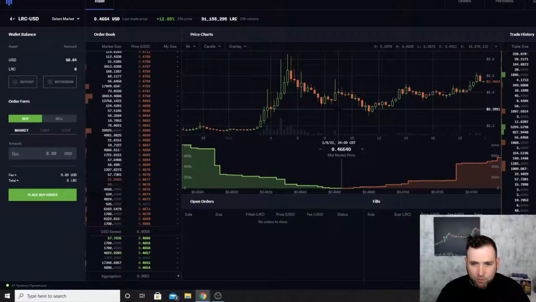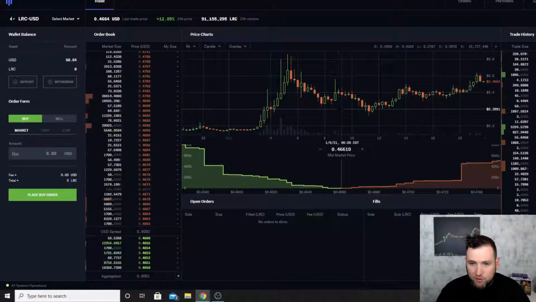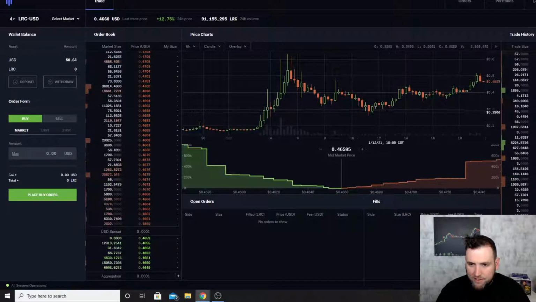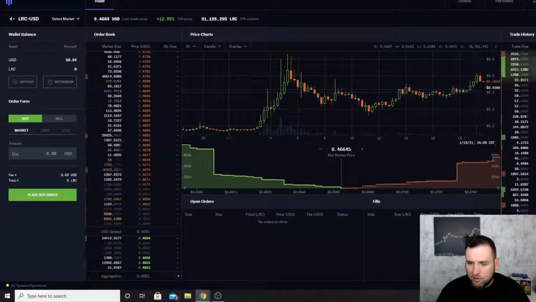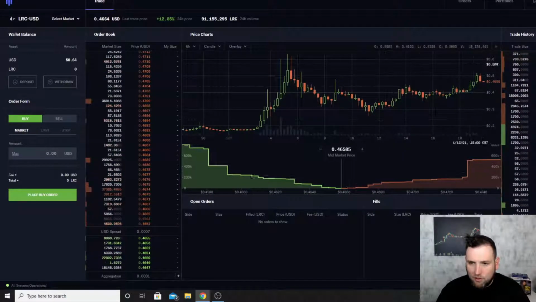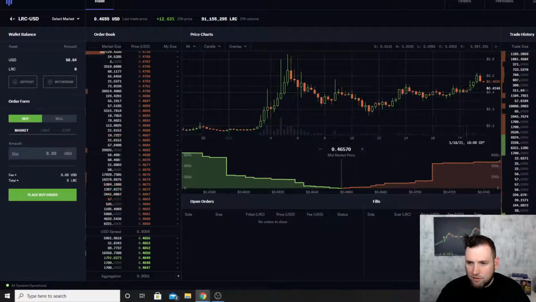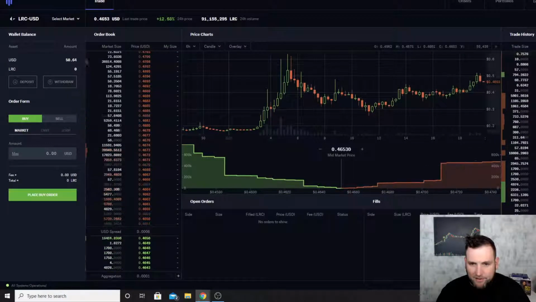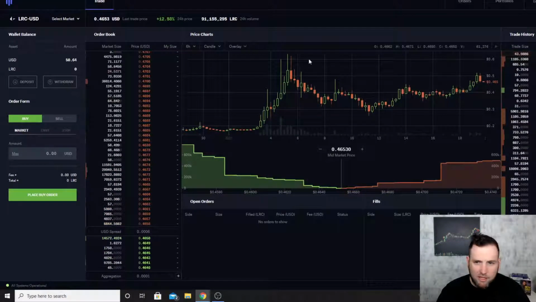Now, there's really good support at 30 cents. 30 cents would be a real good entry, but if it breaks down out of this upward trend that it's in at the moment overall, then at 30 cents you wouldn't really want to buy. You'd want to wait for it to do a lot more.